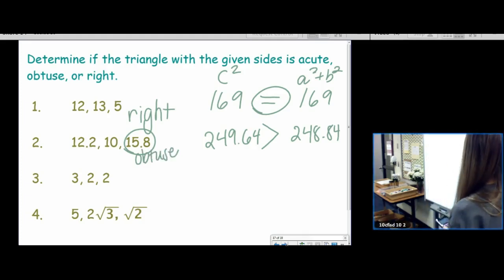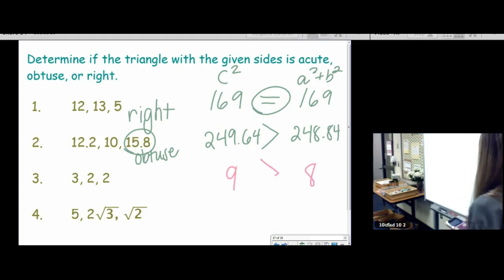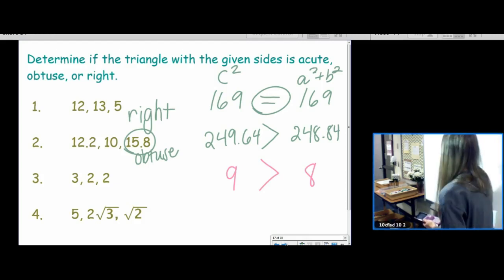Number 3, c squared is 9. A squared plus b squared is 8. Oh, another obtuse triangle. 9 is greater.